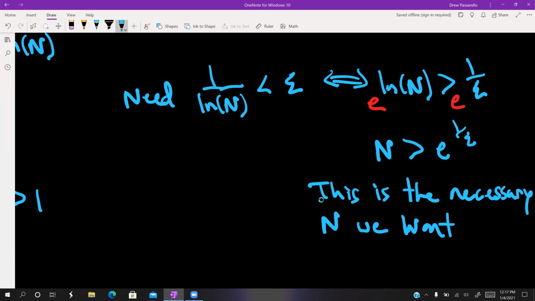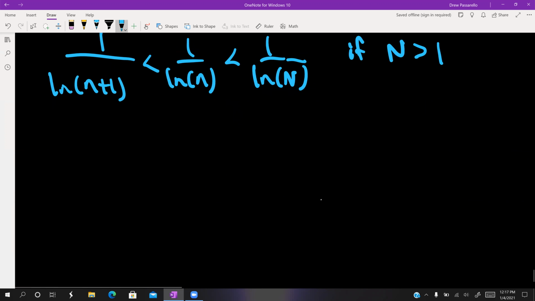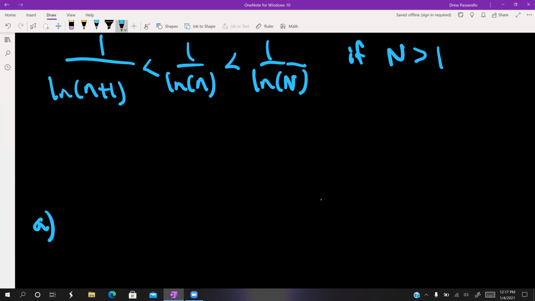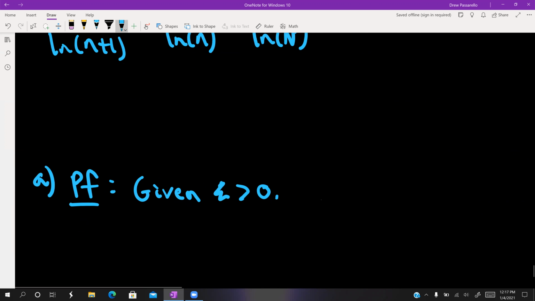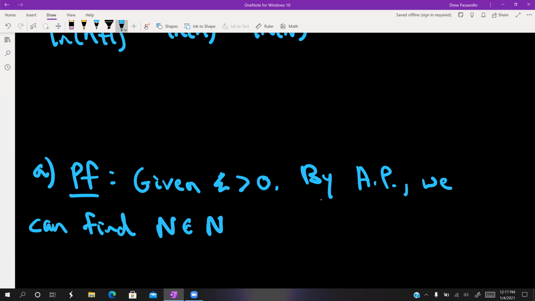Okay, so now let's go ahead and do the proof. So again, this is just the first part of the problem. So proof: given epsilon bigger than 0, by the Archimedean principle, we can find a capital N in the natural numbers such that capital N is bigger than e raised to the 1 over epsilon.